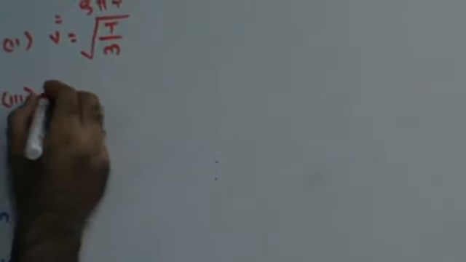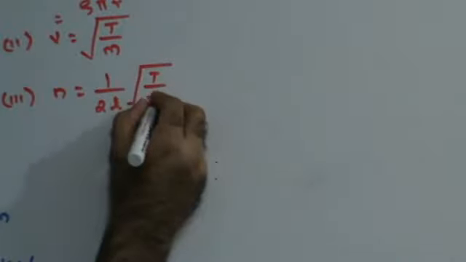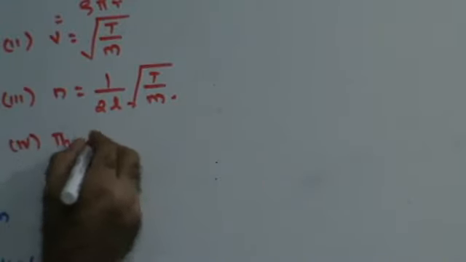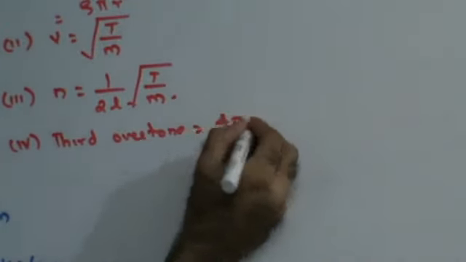And the last part of the question is fundamental frequency. First let's find out the fundamental frequency: 1 upon 2L square root of T by M. So that will give me the fundamental frequency. They've asked me third overtone. Third overtone will be 4 times the fundamental frequency. So that will be equal to 4N. Right? So you should be able to get the answers for this.